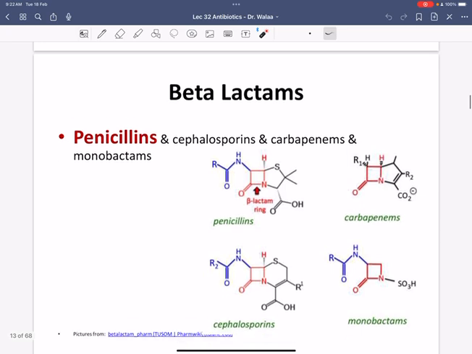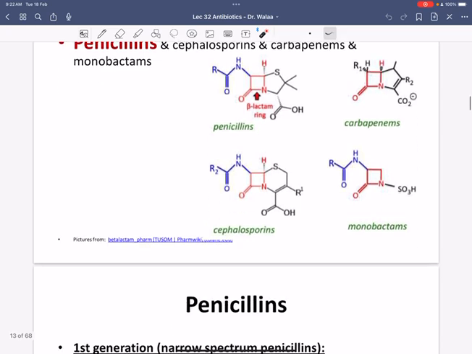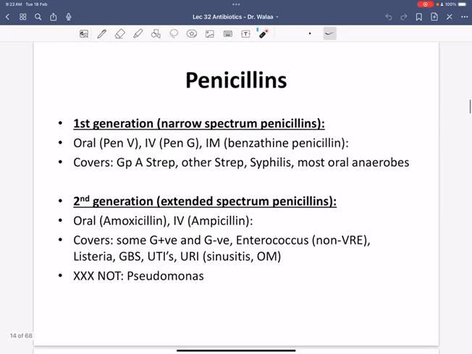Okay, we'll start talking about penicillins. So we have 4 groups of penicillins. We know that the initial or the oldest one, the first generation, has been there for hundreds of years. They have been used. This includes oral penicillin like PenV or PenG, which is the IV formulation, or the IM, which is the benzathine penicillin.